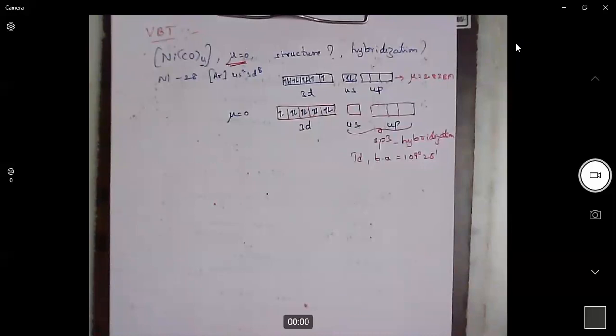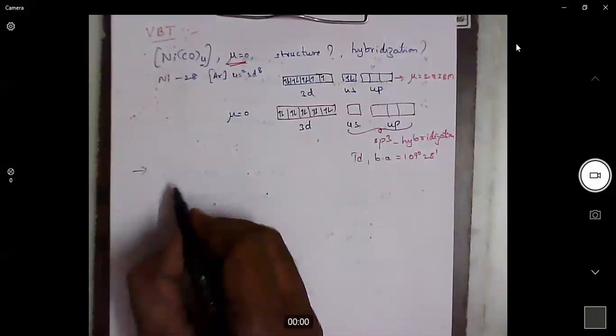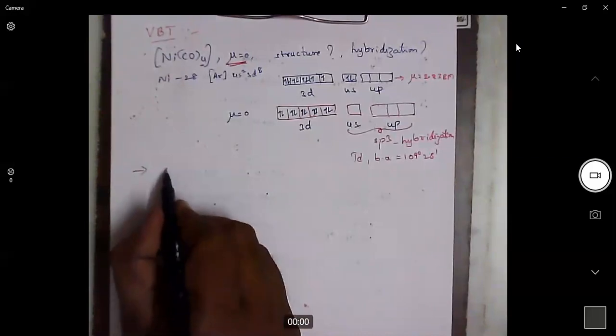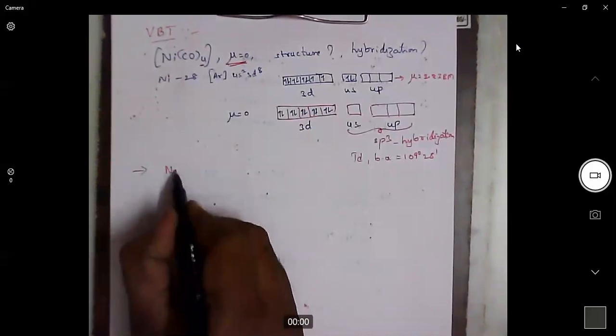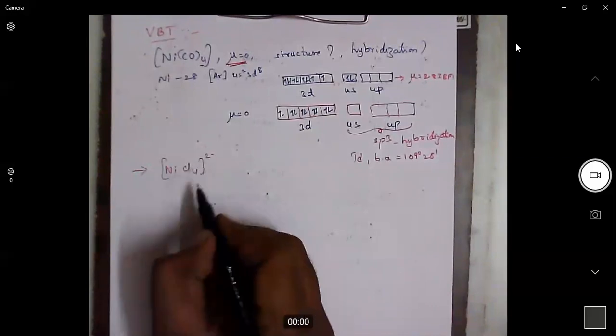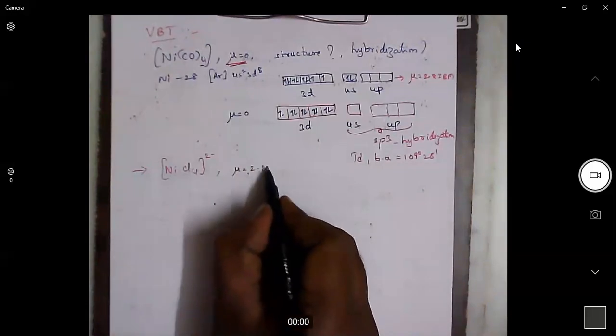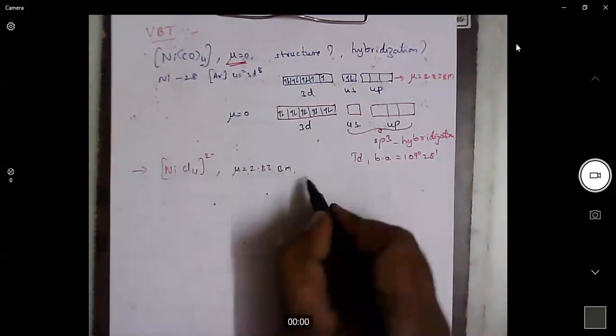If you are given this problem in a competitive exam, hardly it takes half a minute to identify it. For example, I'll explain one more problem. If it is NiCl4 2-, and its magnetic moment is 2.83 Bohr magnetons, then what is the structure?